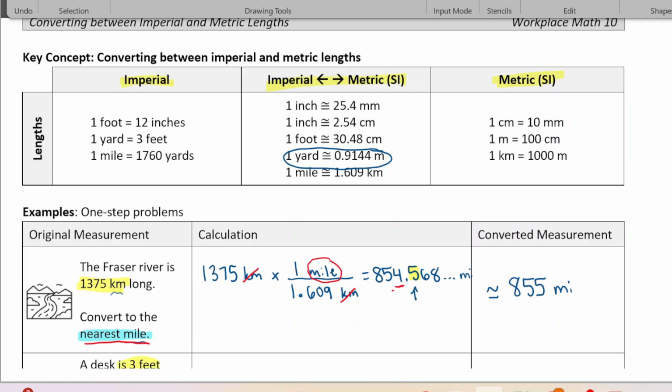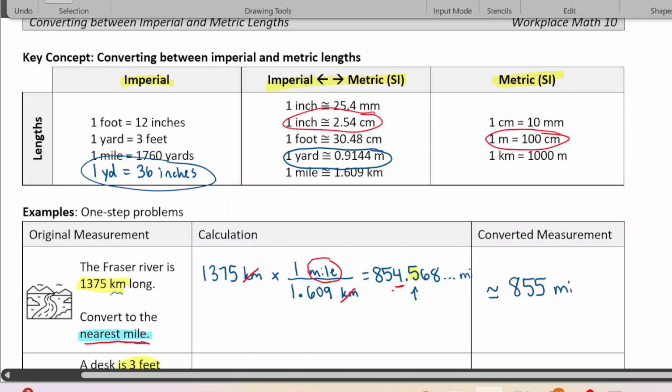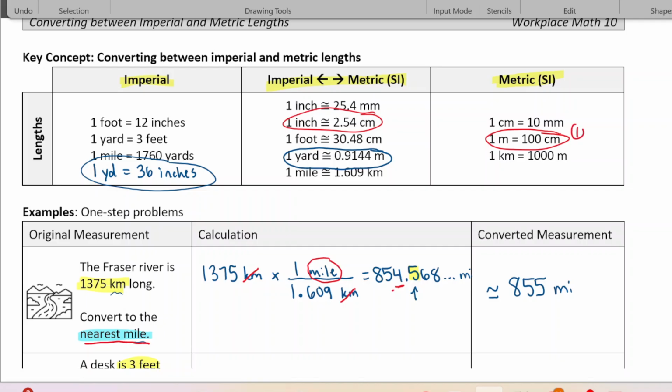It doesn't say it on here, but 1 yard has 36 inches. So I can do that. Or, that's one way, or I'll use a different color. Or I could go meters to centimeters and then centimeters to inches. That's another way. So these are two-step problems because you need to do 2 different conversions to get to what you want.